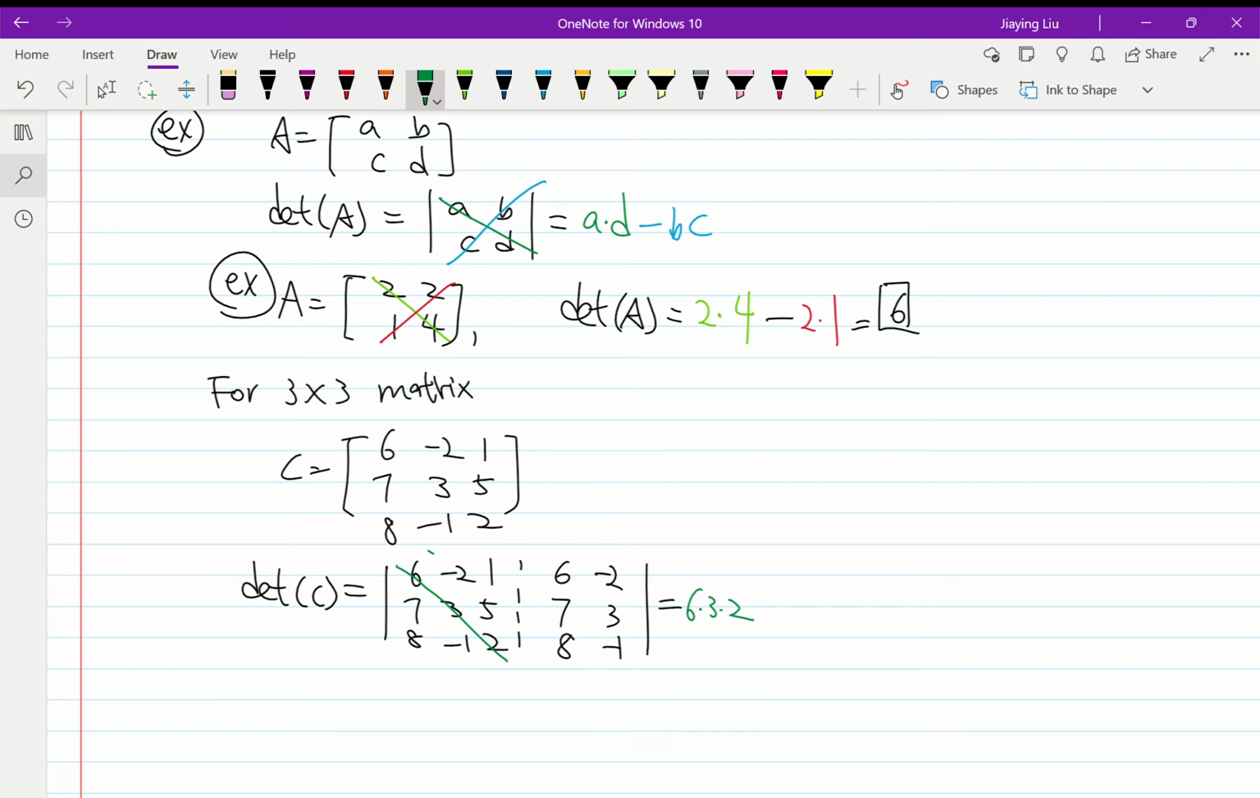And then it looks like I can draw another backward slash. It goes through negative 2, 5, 8, so I'm going to add it to the first product. And I can draw another backward slash that goes through 3 elements, 1, 7, negative 1. So plus 1 times 7 times negative 1. So those are the 3 products I can get by drawing backward slashes that cover the 3 elements.